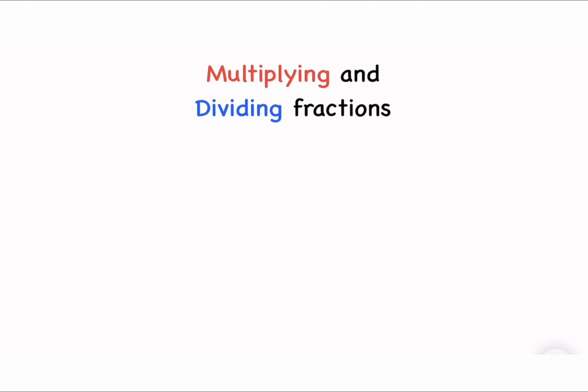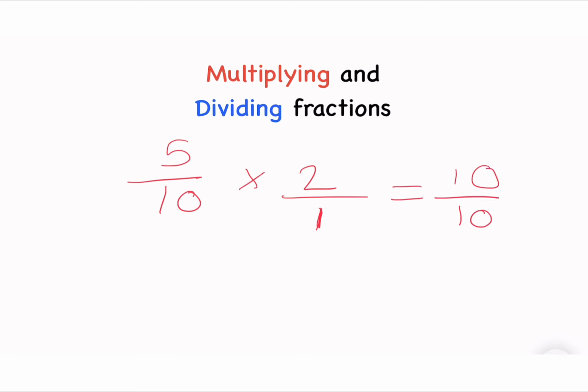I can also do it where I'm just timesing my fraction by a number. So what I mean by that is if I take 5/10 times 2, I can imagine that my 2 is over 1, okay? And again, we just do the same thing. 10 times 1 is 10. 5 times 2 is 10. Okay, so it will be 10/10 or 1 whole. Look at another example.